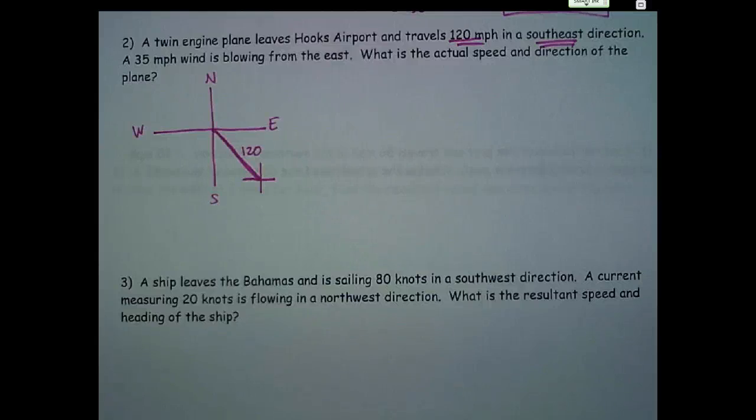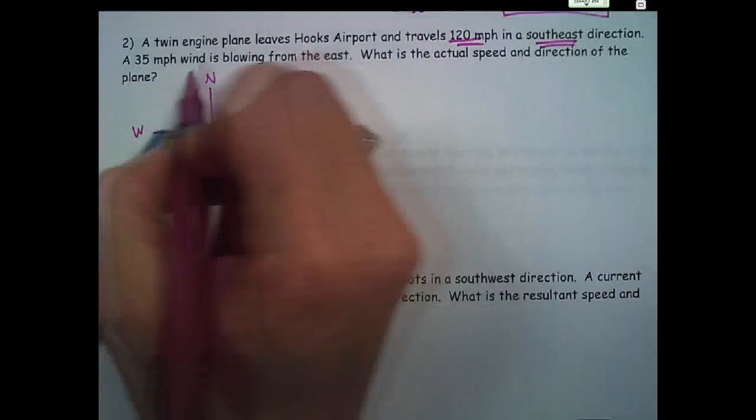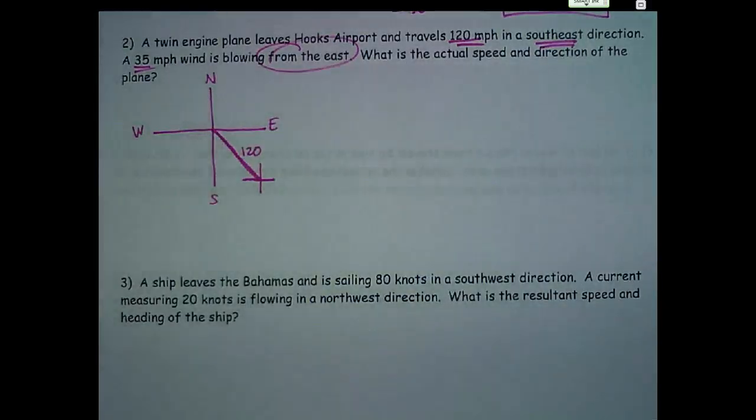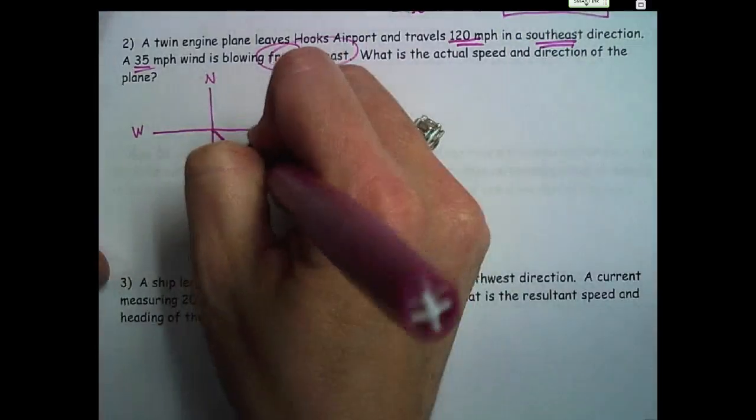Okay, and that's your new compass rose, right? Because I want wind to come from there. The wind that's traveling is traveling at 35 miles an hour. So 35 miles an hour, and this is what's strange to me, from the east. Okay, look at your picture. Let me draw the directions again. North, south.